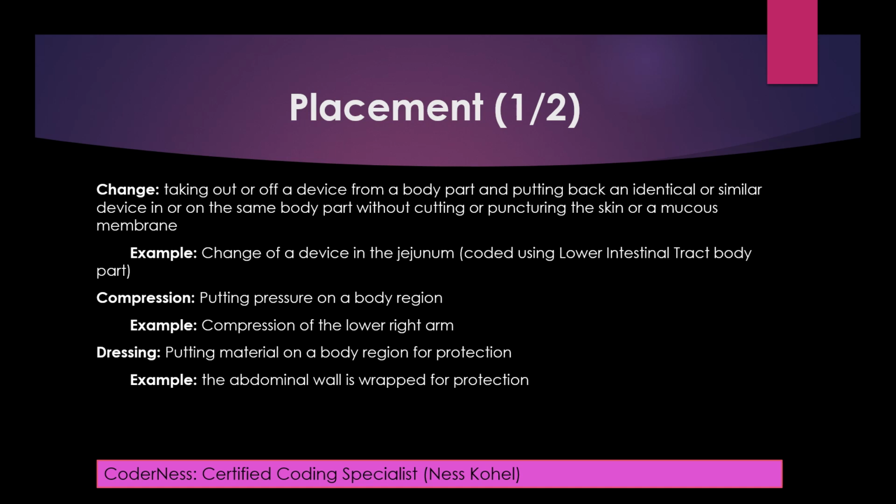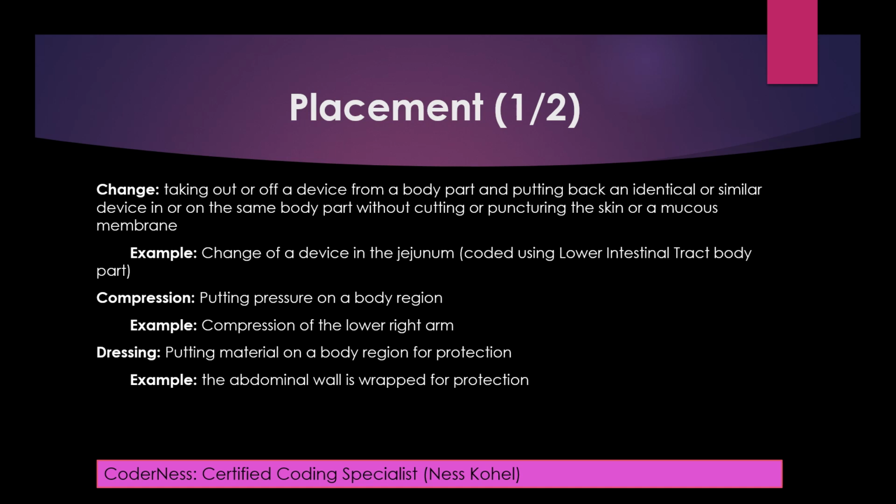The next section is placement. Change, compression, dressing, and other root operations are involved in this section. Change is taking out or off a device from a body part and putting back an identical or similar device in or on the same body part without cutting or puncturing the skin or mucous membrane. An example of this is change of a device in the jejunum. Compression is putting pressure on a body region. Example is compression of the lower right arm.